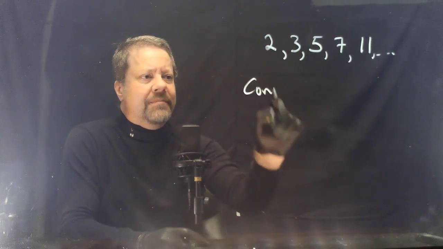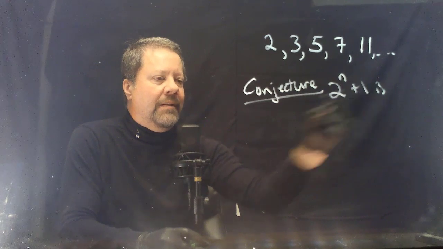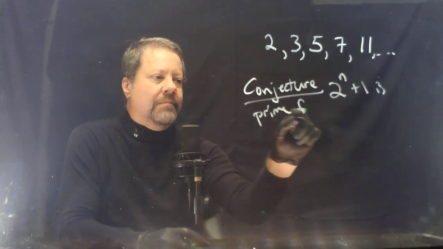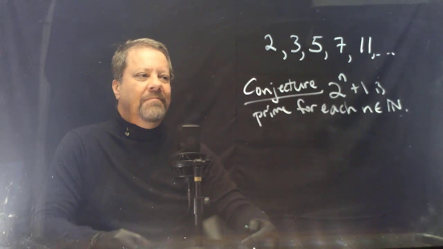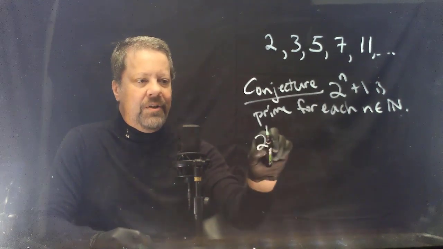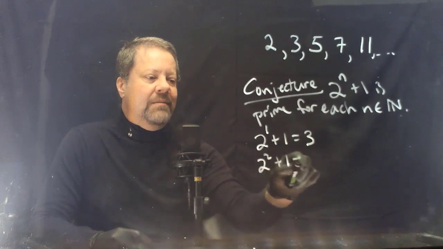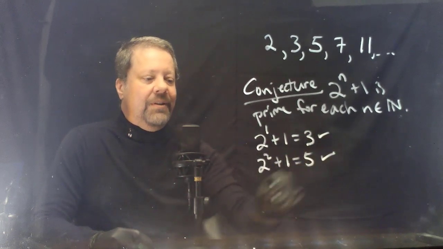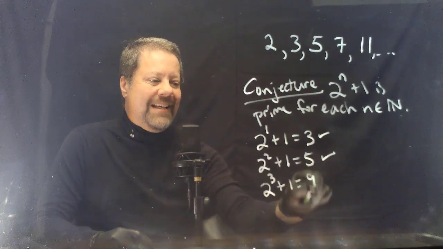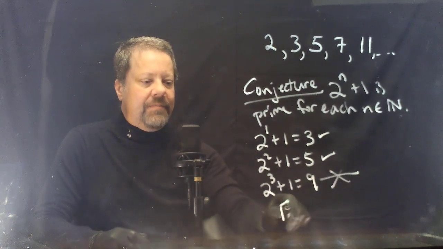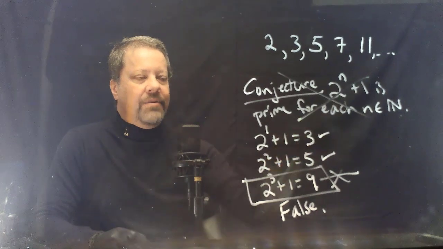Suppose I have a conjecture that 2 to the n plus 1 is prime for each n in the set of natural numbers. Well, let's look at some examples. 2 to the 1 plus 1 is 3. 2 squared plus 1 is 5. So far, so good. 2 cubed plus 1 is, well, 2 cubed is 8, plus 1 is 9. Wah, wah, wah. The theorem's false. There's my counterexample. And so this is not true.